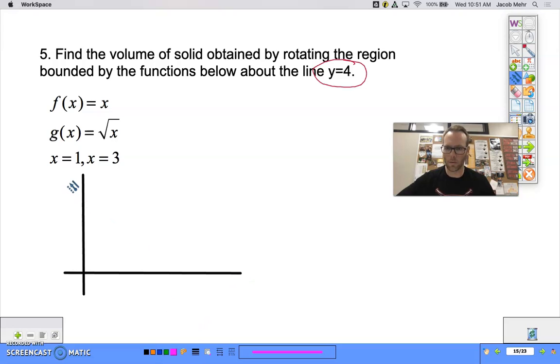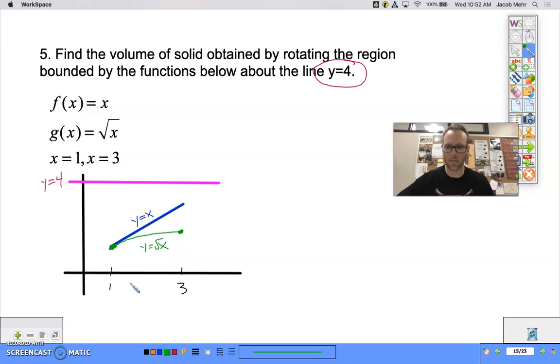Let me put the line y equals 4 on here. Let's graph the line y equals x. Now we're going from 1 to 3. So our line y equals x won't reach 4. It'll just go up to 3 like that. And then maybe let's do this in green. Here's the square root of x, like that. All right, so we have y equals x. We have y equals the square root of x.